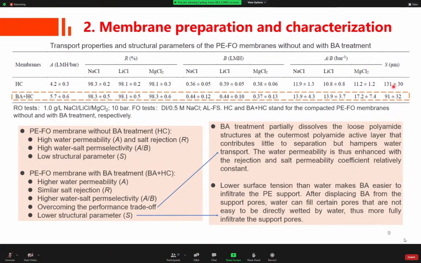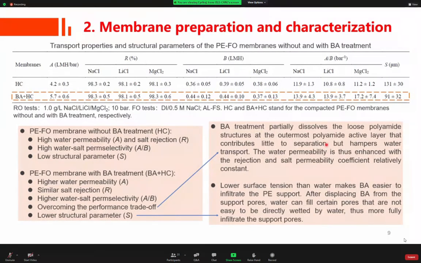FO water flux. The membrane subjected to benzyl alcohol treatment shows an even higher water permeability of 5.7 LMH that outperforms most commercial FO and AL membranes. Furthermore, benzyl alcohol treatment maintains the high salt rejections and increases the water-salt permselectivities, thus overcoming the performance trade-off.